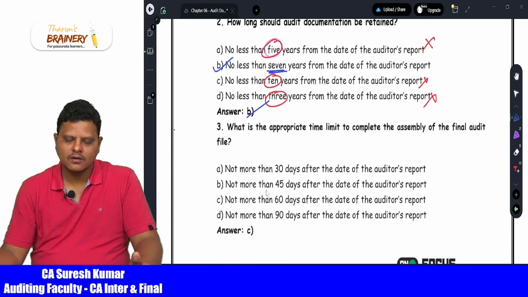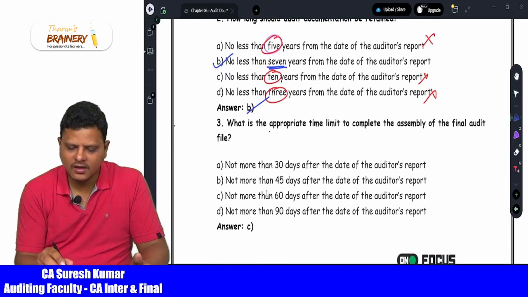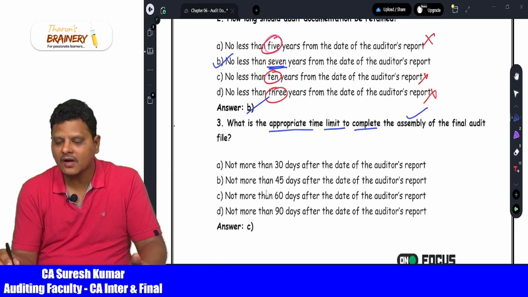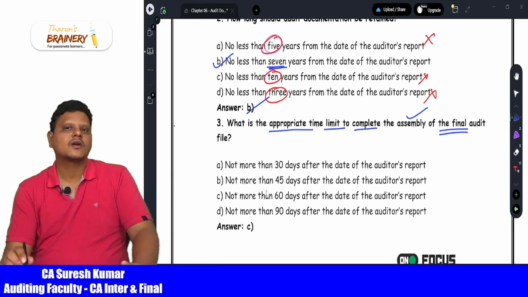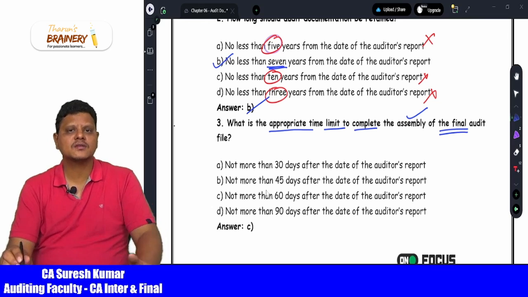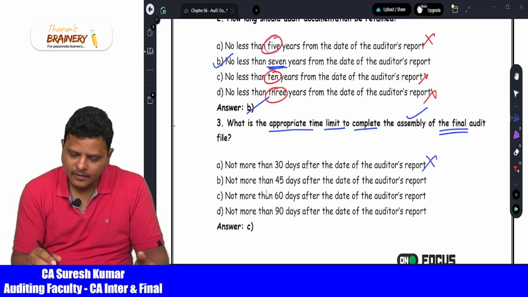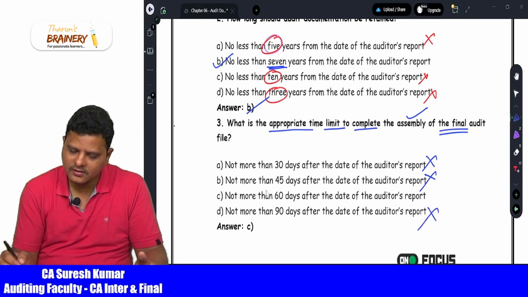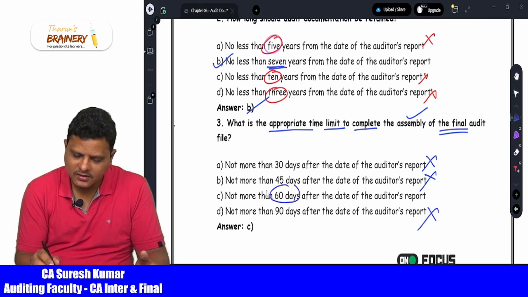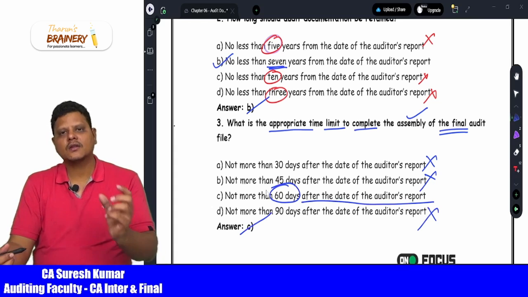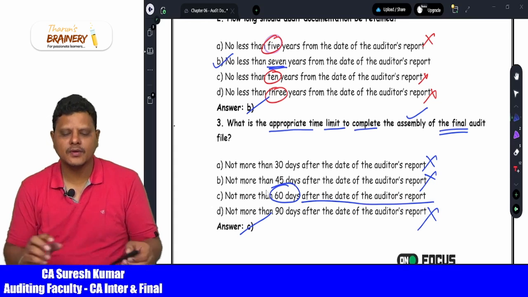Then comes another question. What is the appropriate time limit to complete the assembling of the audit file? So the final audit file. When does the auditor have to complete this? Within a period of 30 days, wrong answer. 45 days, wrong answer. 90 days, wrong answer. It is 60 days after the date of the audit report. The answer is C. So these are some of the questions for your testing purposes.